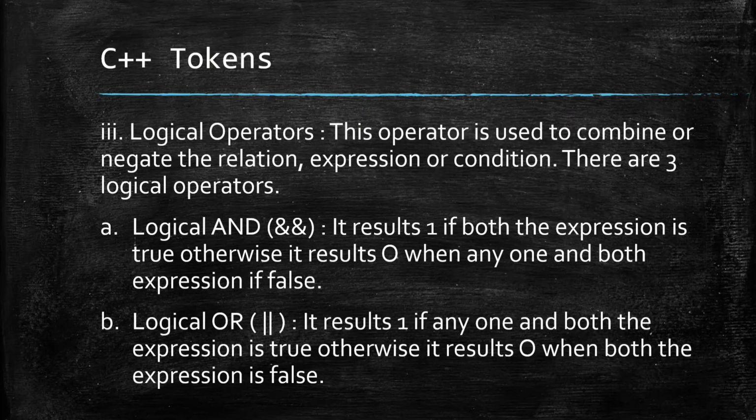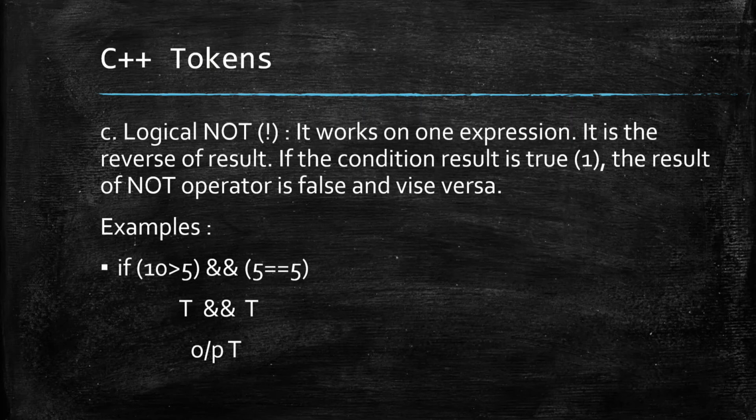Fine. Next, coming to our logical NOT. So what is this logical NOT? It works on one expression and it is the reverse of the result. Like if the condition is true, the result of the NOT operator is false, and vice versa. If the condition is true, the output would be false. If the condition is false, the output would be true. That is how this logical NOT works.